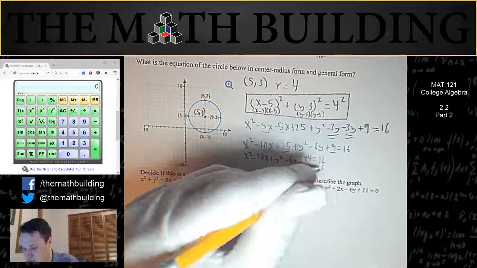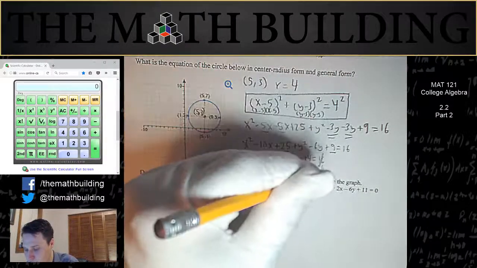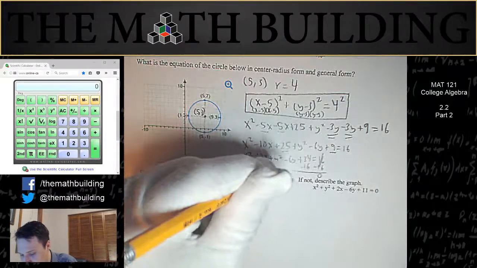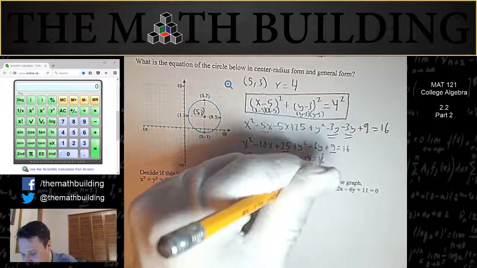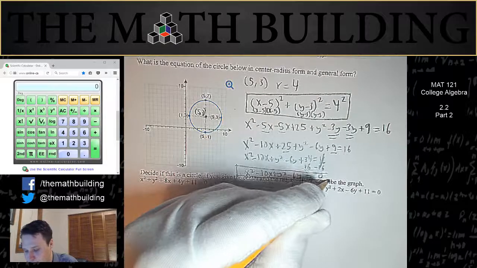And then we'll just subtract 16 off on both sides, because for standard form, we want this to be a 0. So the final answer will be x squared minus 10x plus y squared minus 6y is equal to 0. And that is standard form.